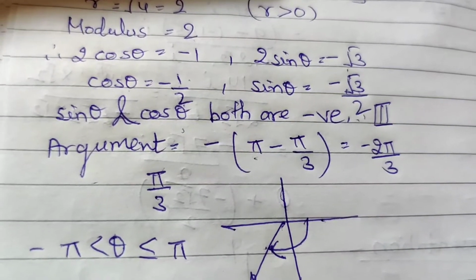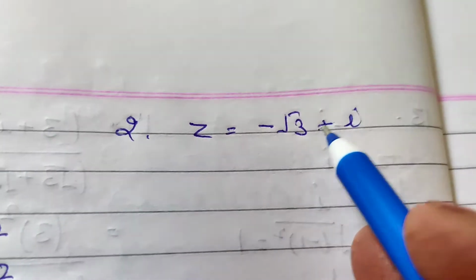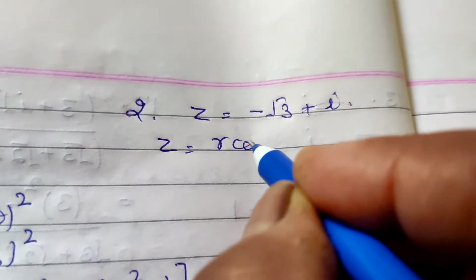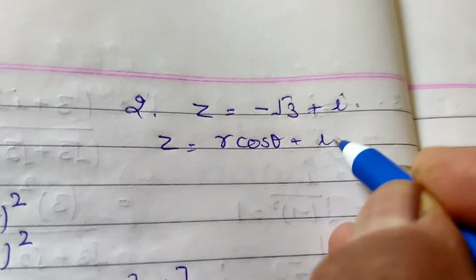Next, question number 2. The number is -√3 plus i. The z is in the form of r cos theta plus i r sin theta.